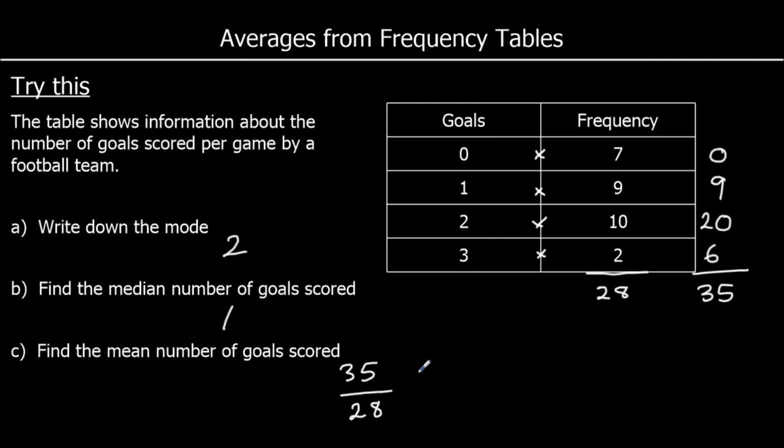And we could use a calculator to work that out. Or we could simplify it. So they're both in the 7 times table. So it's actually going to be 5 over 4, which is 1.25. So the mean number of goals scored is 1.25. On average, it's 1.25 goals per game.